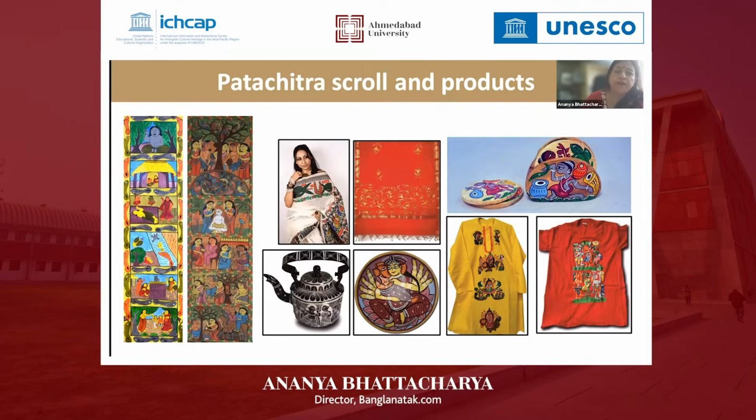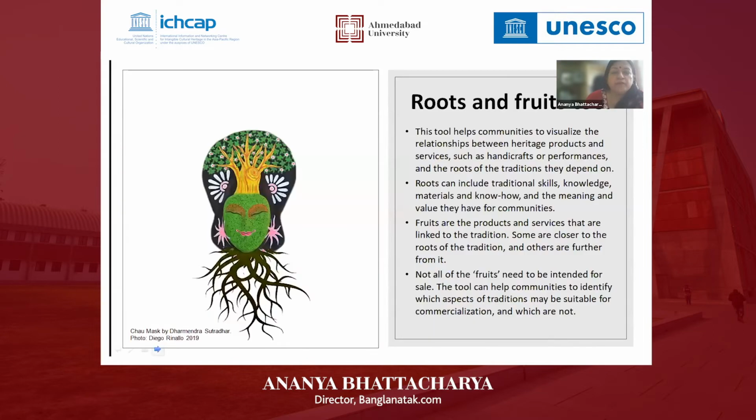So naturally, for viability, what the painters are doing now is painting the stories on t-shirts, on saris, on wood, on leather, and they're selling those utility products, which give them income. So the exercise we do with the communities uses the roots and fruits tool, where we sit with the community and ask them to tell us what are the various heritage products and services they offer. It could be crafts, traditional knowledge of medicine, or performing traditions.